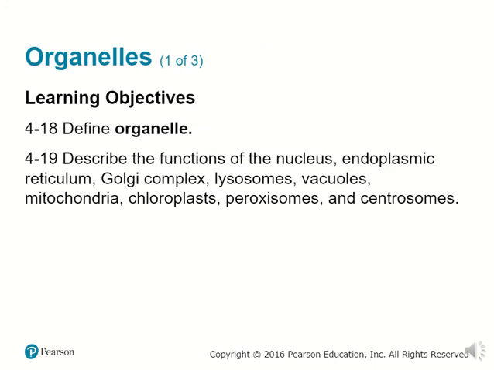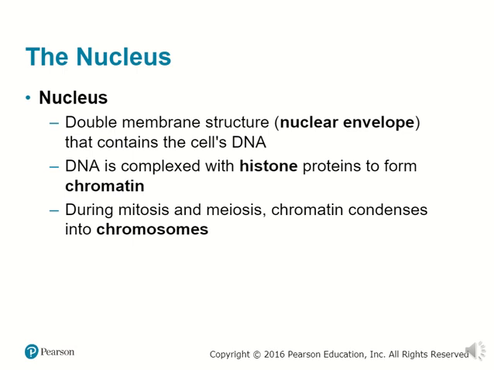Now getting into organelles. The main one is the nucleus of eukaryotic cells. This is where DNA is kept to help protect it from, say, radiation or chemicals, things that would mutate that DNA and possibly make it non-functional.